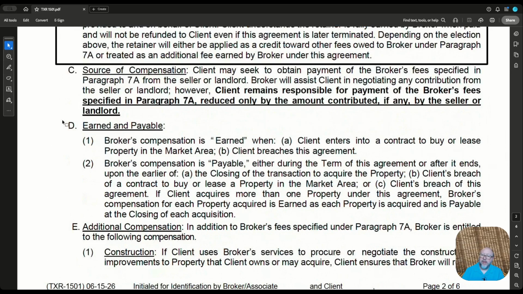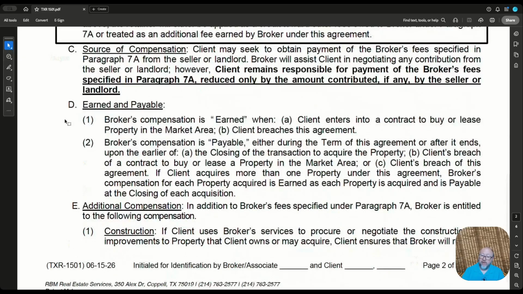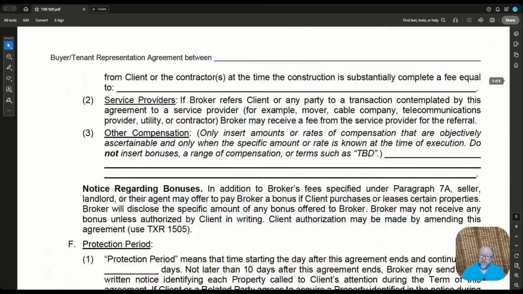What earned and payable means. So this is just a longer definition of what earned and payable means. And then any additional compensation. So if you anticipate that there's going to be additional sources of compensation, you're going to want to use the longer form agreement, because that's where it gets into that. So if the property's being newly constructed, for example, right? If service providers are involved, if there's other compensation anticipated.